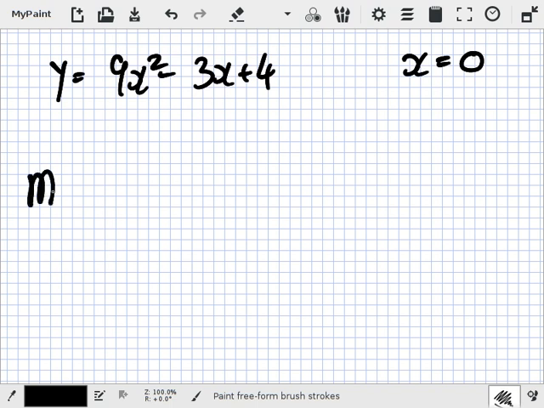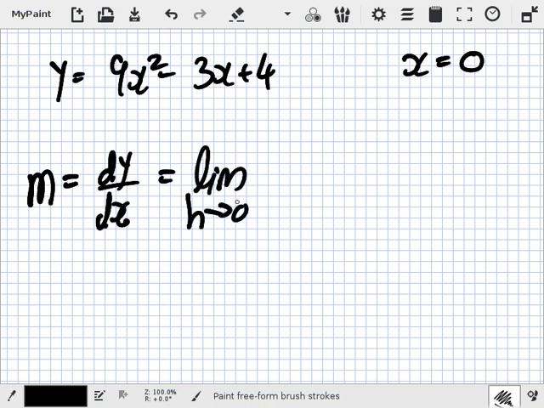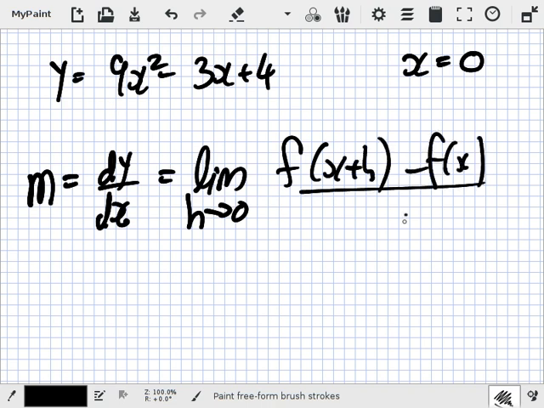So m is the slope of the tangent, which we just said is called the derivative dy/dx, and we have a formula for that. It's the limit as h goes to 0 of f(x plus h) minus f(x), over h, where this is the f(x). Okay, so let's test that out.